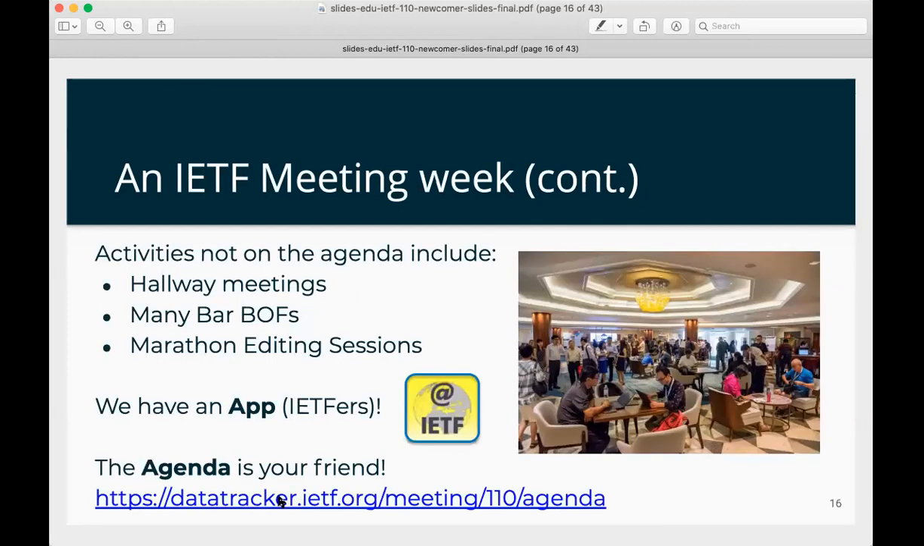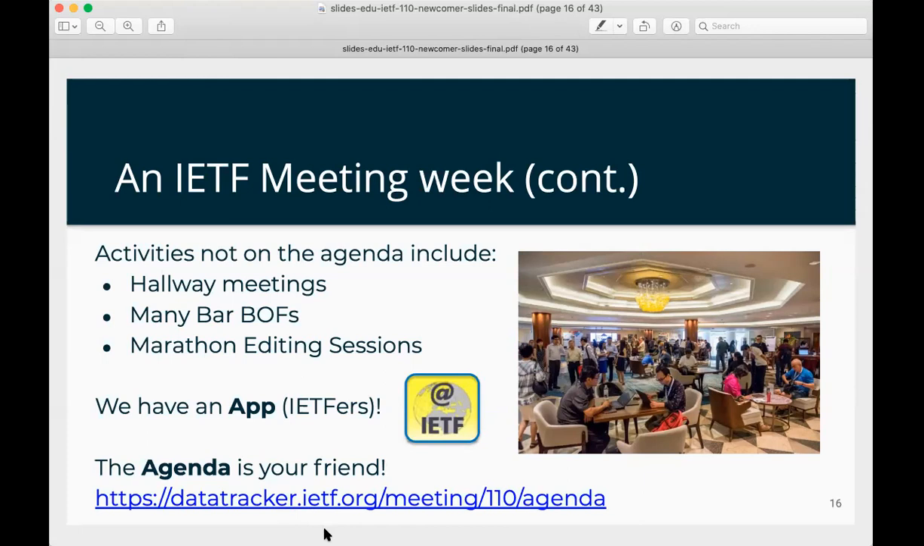So the other thing are the activities that are not on the agenda. So we have often hallway meetings or BOF-offs or marathon editing sessions. We do have an app, and the app can help you navigate your way through the agenda. And then obviously we have the data tracker, and I'll talk a little bit more about the data tracker later, but the single place that you really need to focus on to get information, your documents and things like that, is the data tracker.